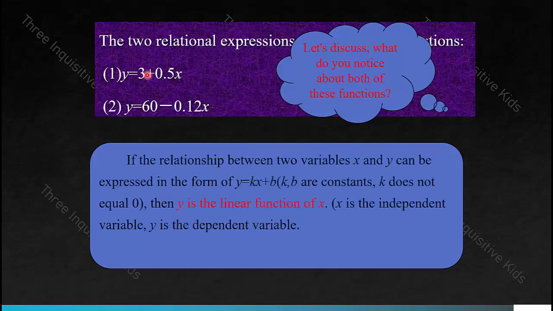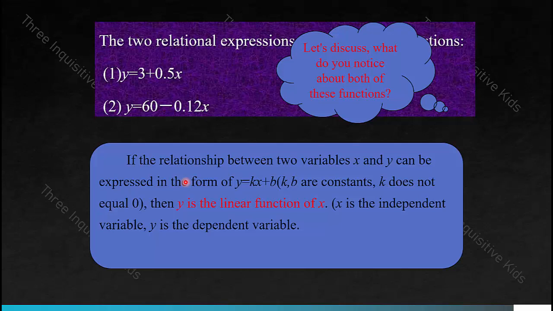So here's a conclusion based on your observations. If the relationship between two variables x and y can be expressed in the form of y is equal to kx plus b, where k and b are constants and k does not equal 0, then y would be called a linear function of x. So here, in both of these examples, y is a linear function of x. x is the independent variable and y is the dependent variable.